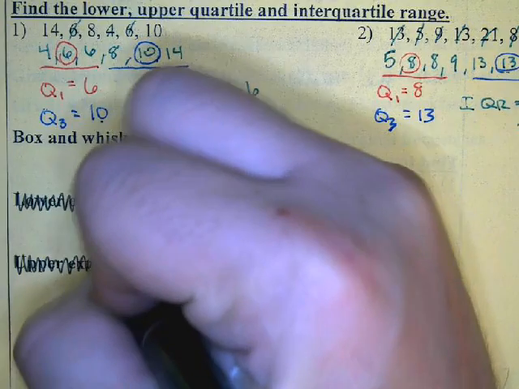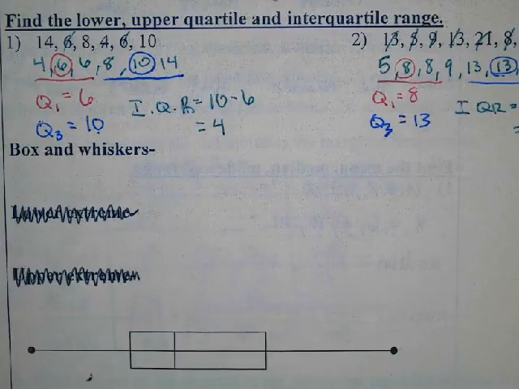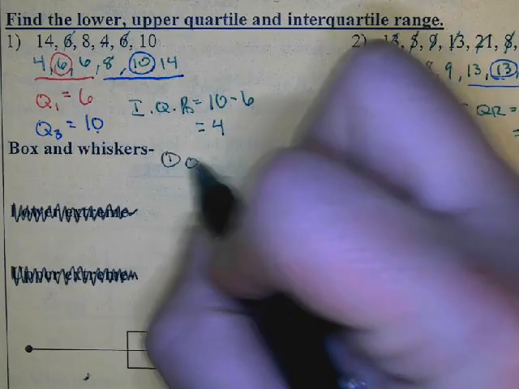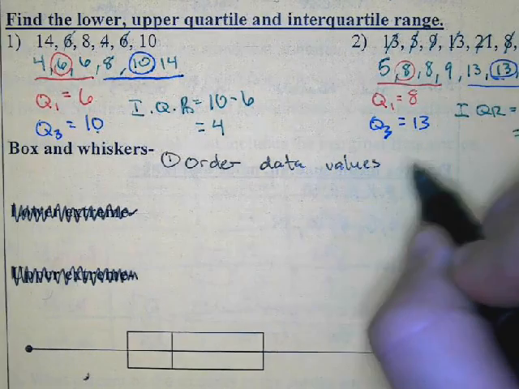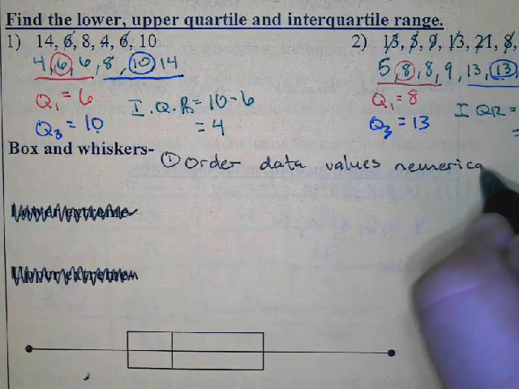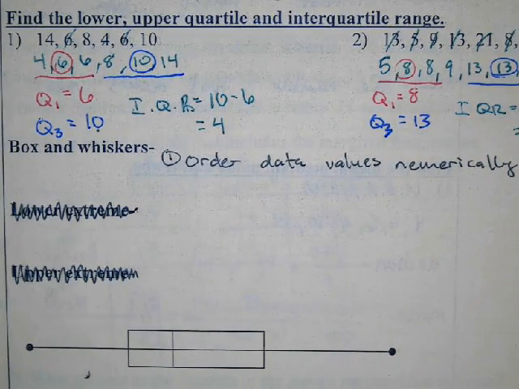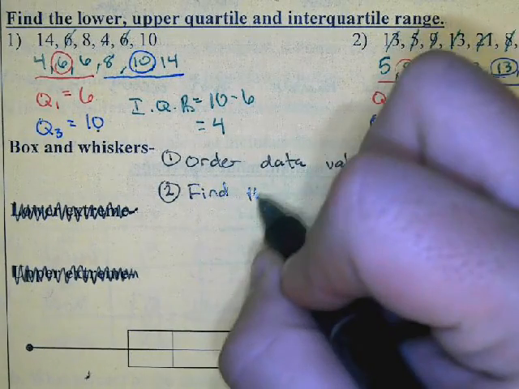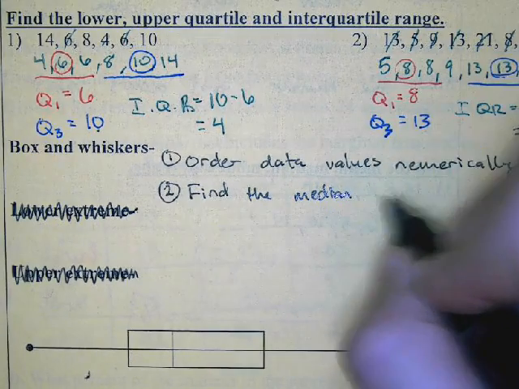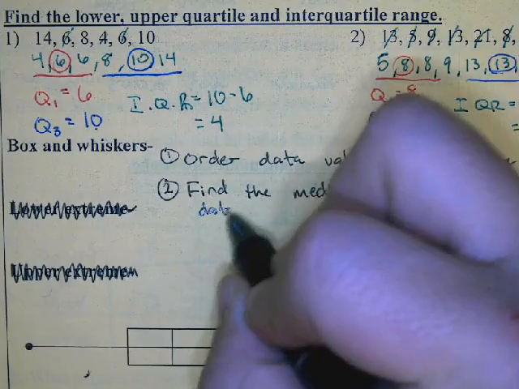Because for box and whiskers, I'm going to give you a step-by-step process to build a box and whiskers. So step 1, order data values numerically. Step 2 is find the median of the whole data set.